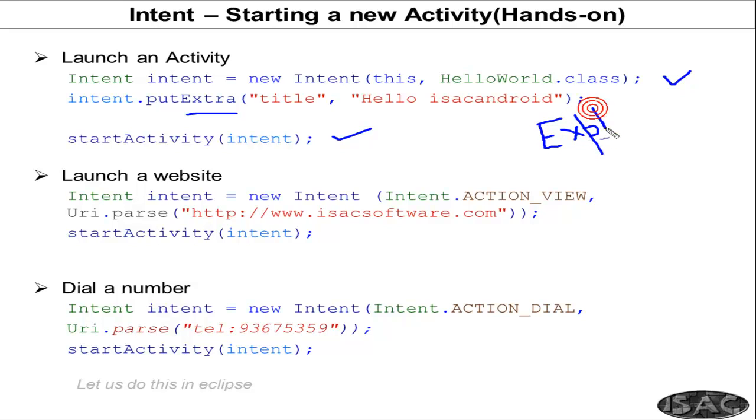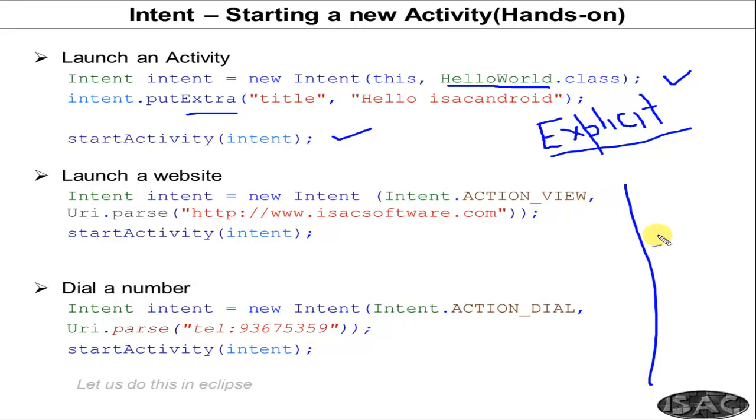Why do we call it explicit intent? Because here the name of the component is already given, this one. Now, these two are examples of implicit intent, and we will see explicit and implicit even further, but before that let us see how it works.